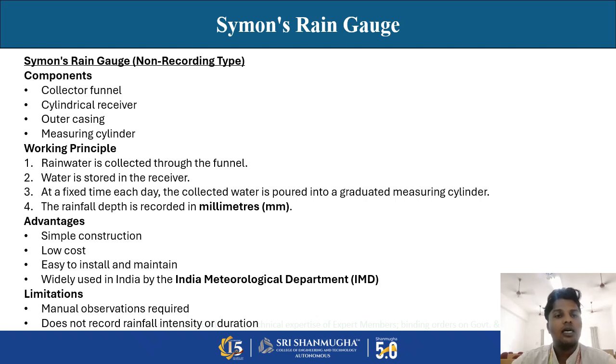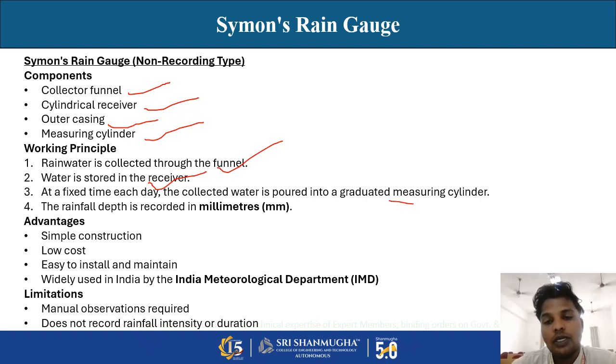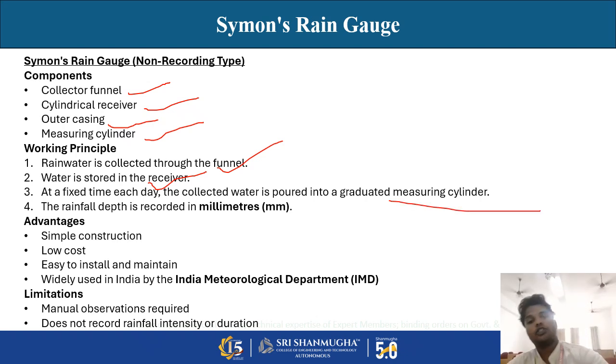So Symons rain gauge is the non-recording type. The components are listed here: the collector funnel, which collects the water, cylindrical reservoir, outer casing, and measuring cylinder. You can see the picture online or in standard books. For understanding the principle in which Symons gauge works: rainwater is collected through the funnel, then stored in the reservoir. Then at a fixed time each day, the collected water is poured into a graduated measuring cylinder. The rainfall depth is recorded in millimeters.